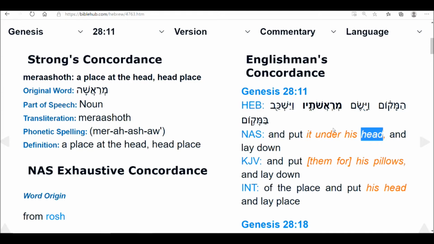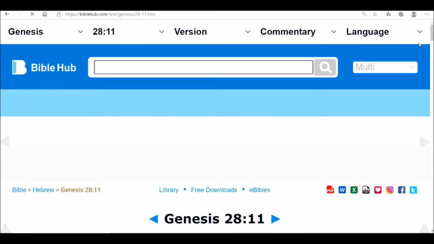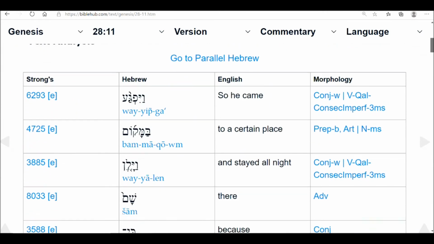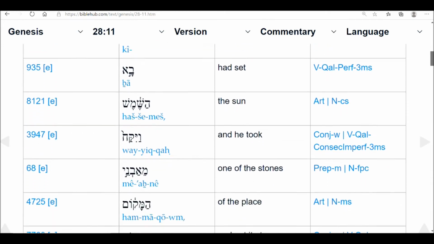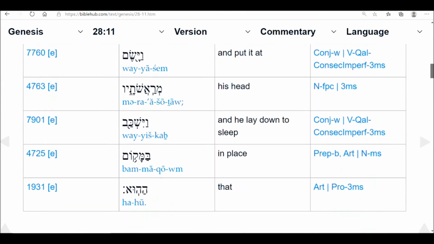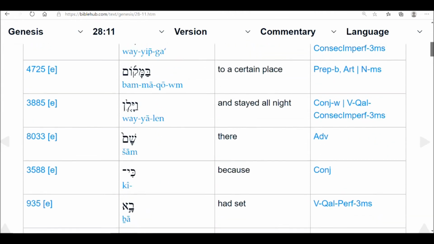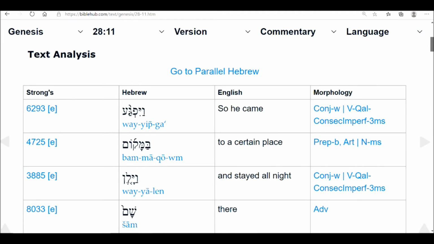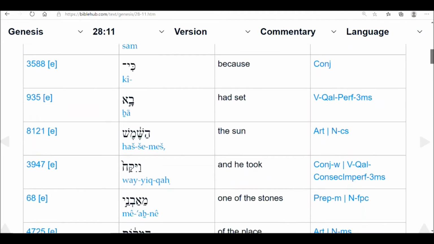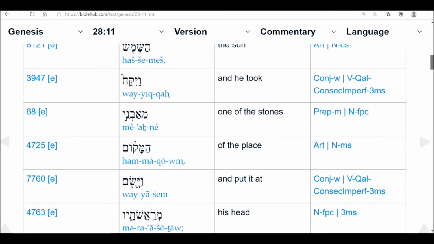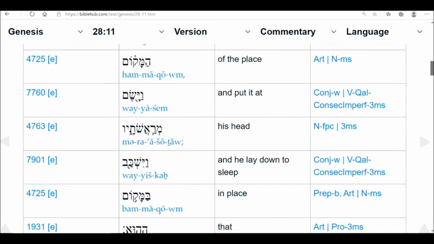But isn't this the verse that deals with Jacob? Yes. If you can find it in there where I'm working on my screen, you can find it if you want to go down. So a certain place stayed all night, and because the sun had set, he took one of the stones of the place and put it on his head.